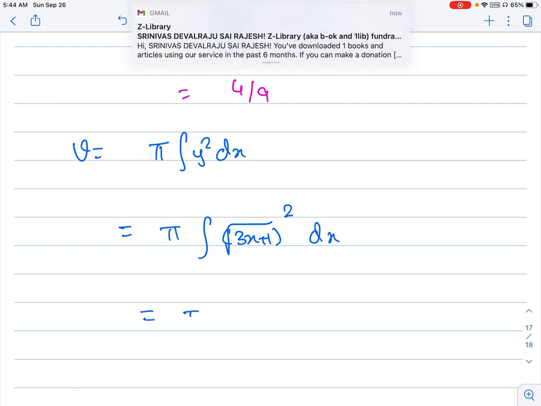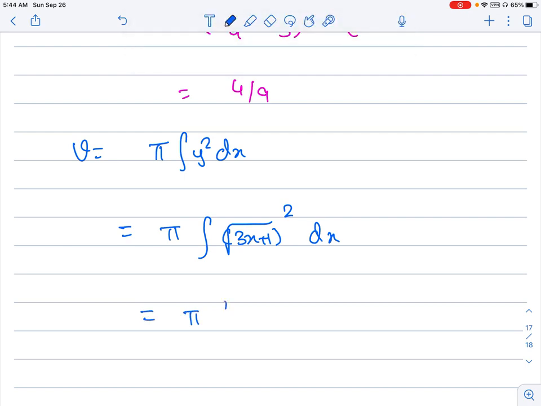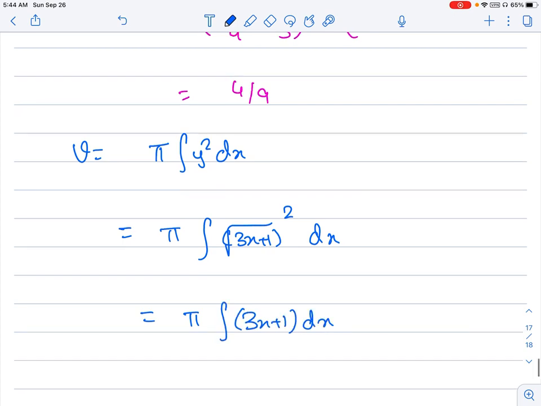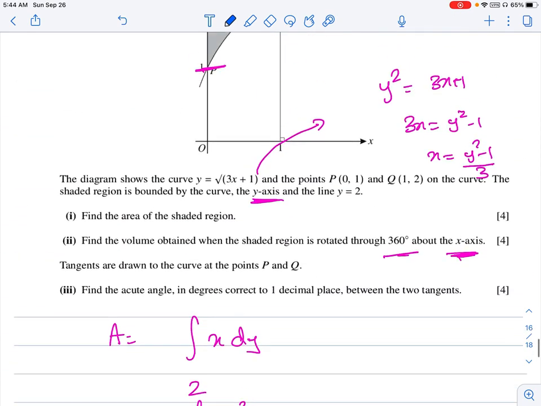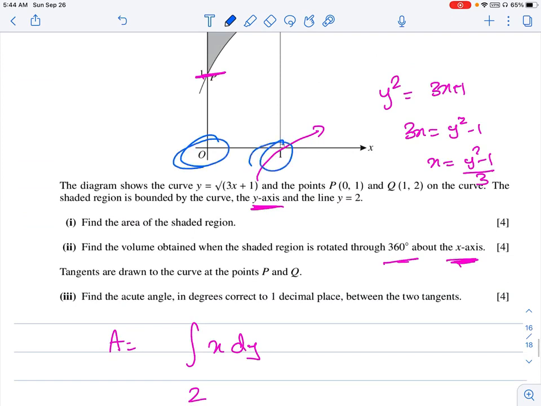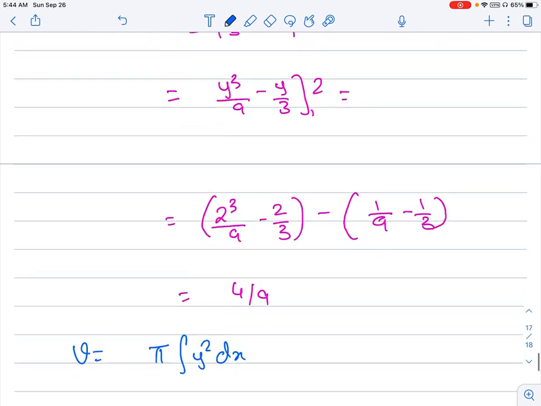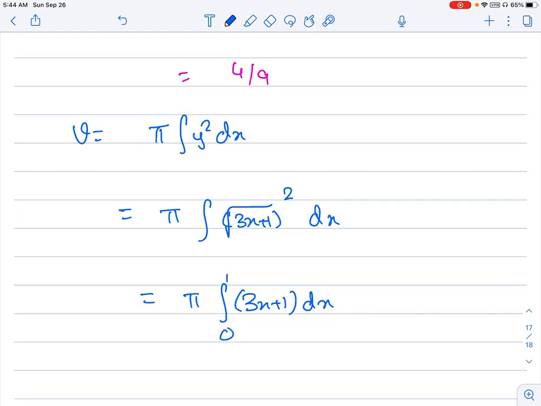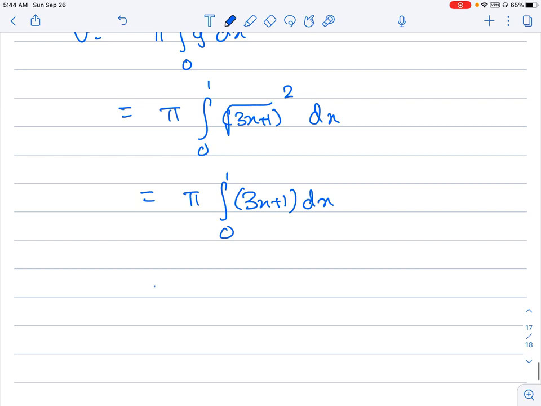That should be pi integral of 3x plus 1 dx. Now what should be the limits? Because it is rotated along the x-axis, the limits are nothing but what? 0 to 1. The limits will be 0 to 1. I write it out over here, limits 0 to 1. So pi integral of 3x is 3x square upon 2 plus 1 integral is x, 0 to 1.